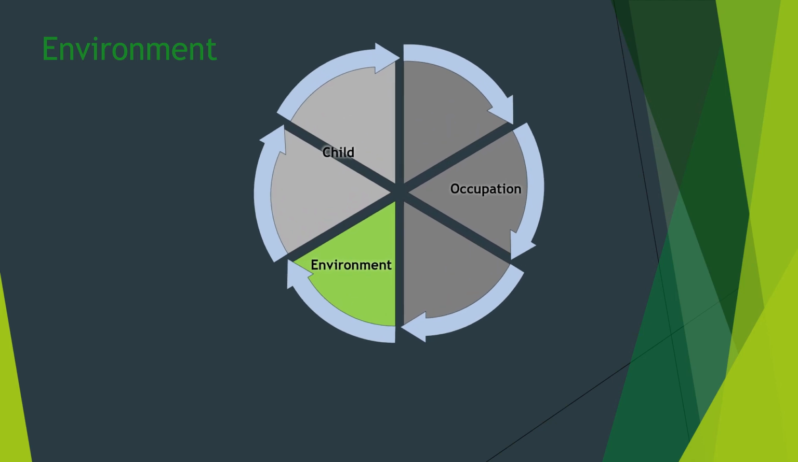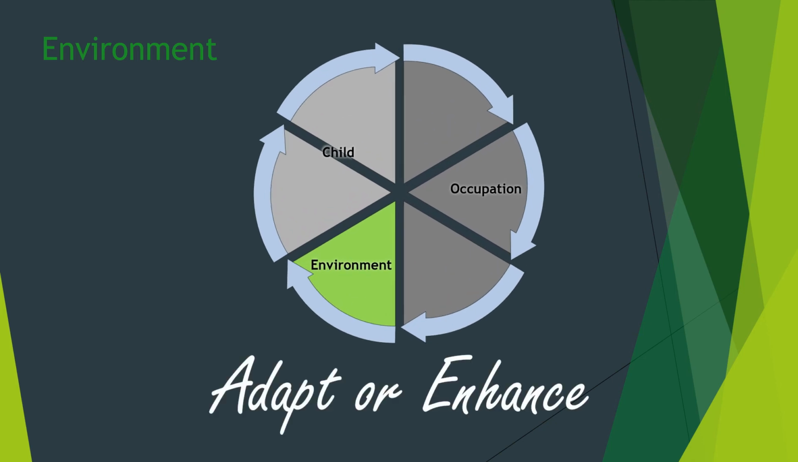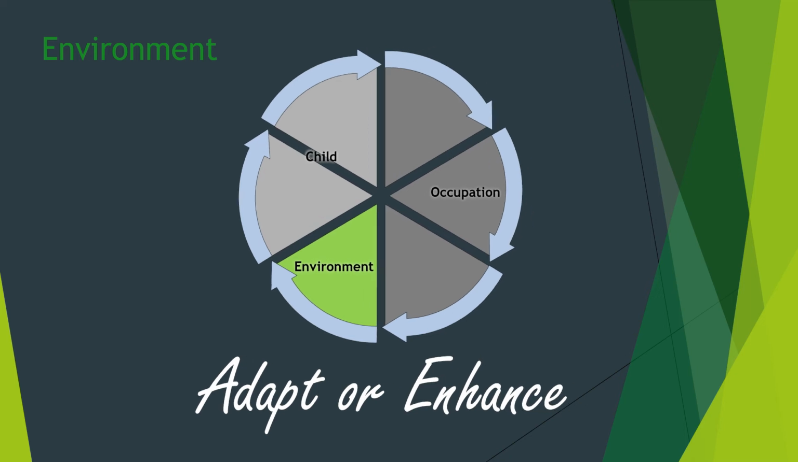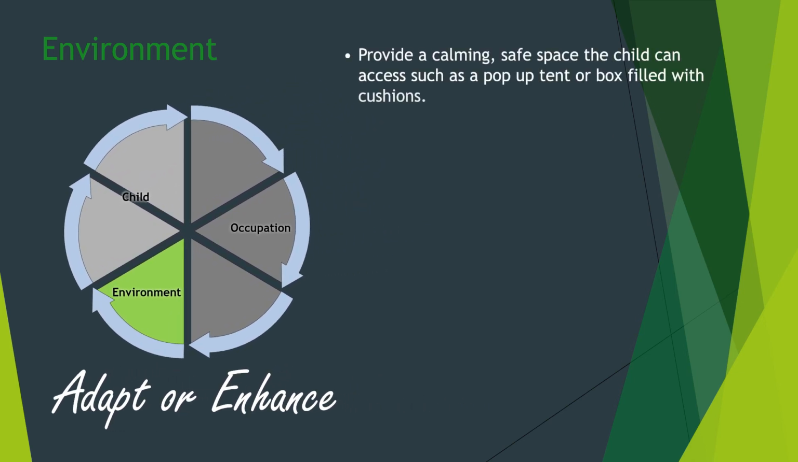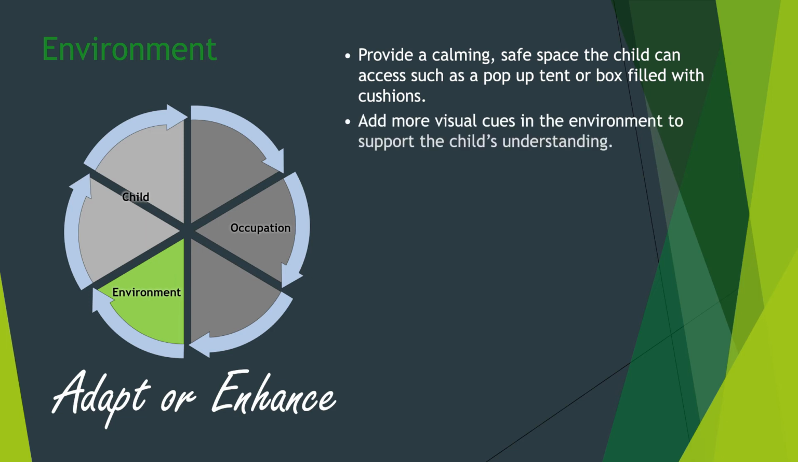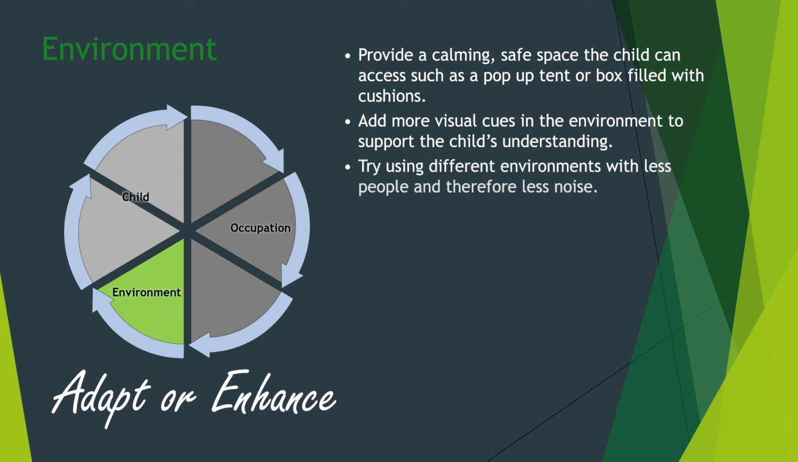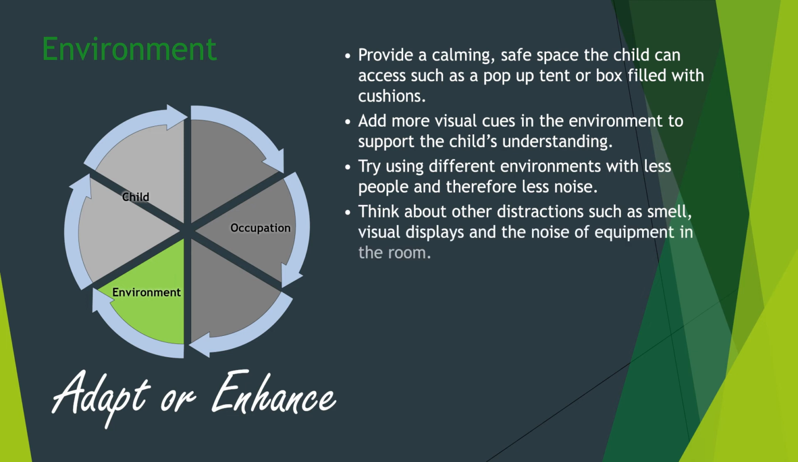Starting with environment. The aim here is to adapt or enhance the environment to help the child manage their sensory differences and optimise their engagement in occupational tasks. Here are some general suggestions for changes to the environment that might help children with sensory difficulties. Provide a calming, safe space the child can access, such as a pop-up tent or box filled with cushions. Add more visual cues in the environment to support the child's understanding. Try using different environments with less people and therefore noise. Think about other distractions such as smell, visual displays, and the noise of equipment in the room.